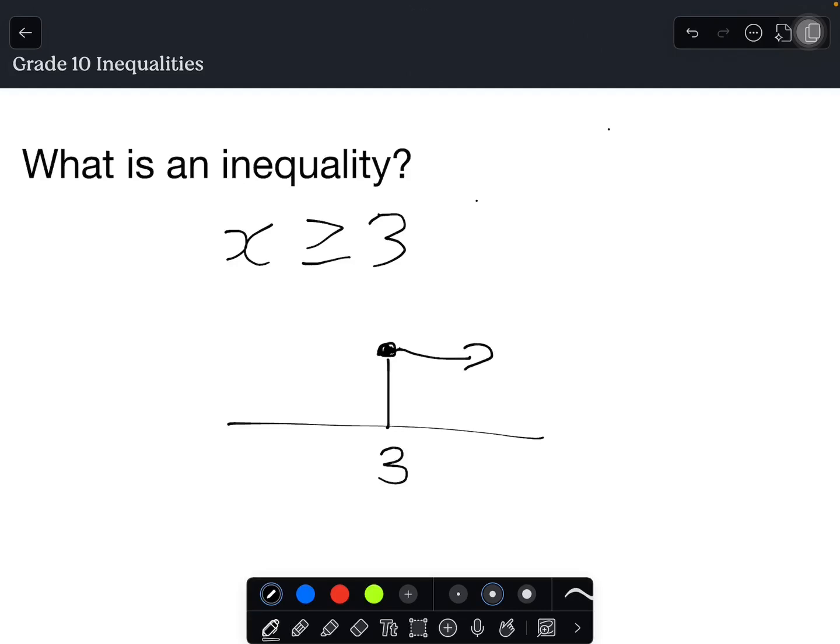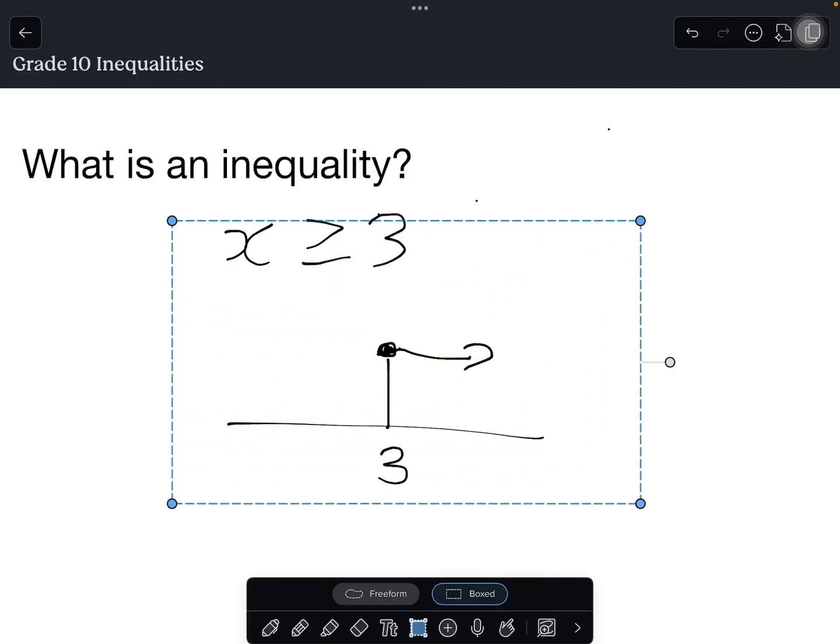That's the big difference with that little line underneath. It means it also equals the 3, whereas the other one, it starts from 3.0000000001, for example. I hope you guys get the idea.